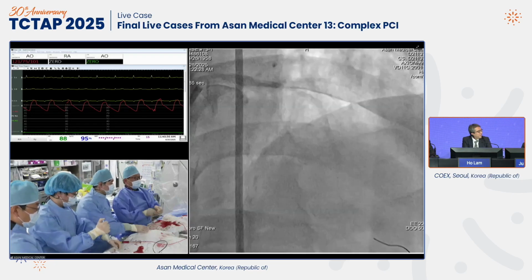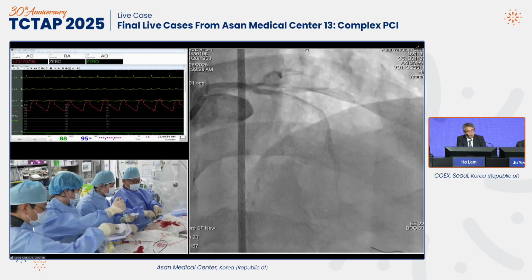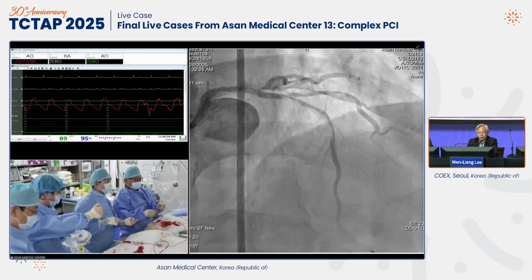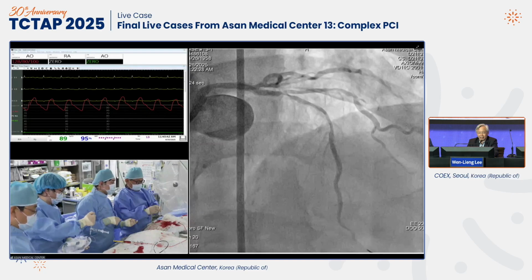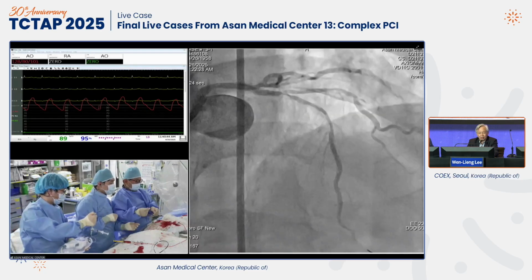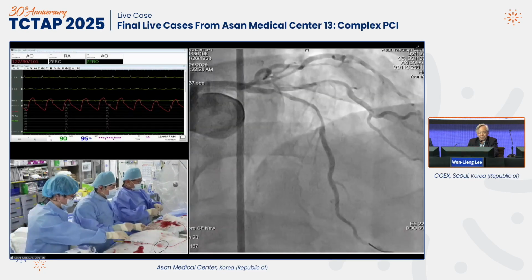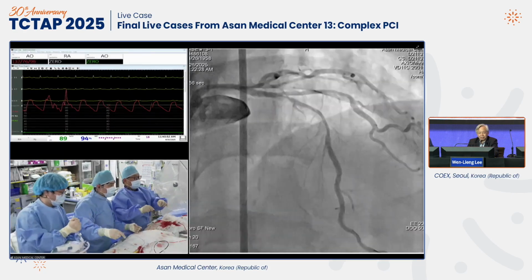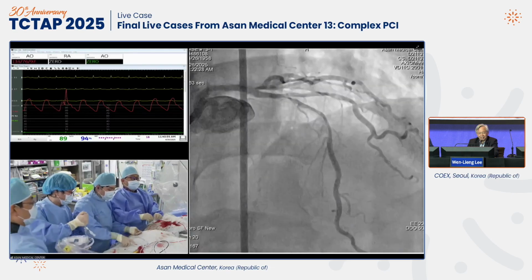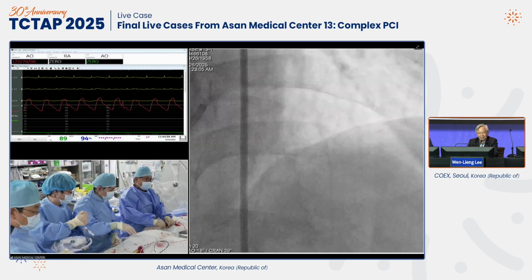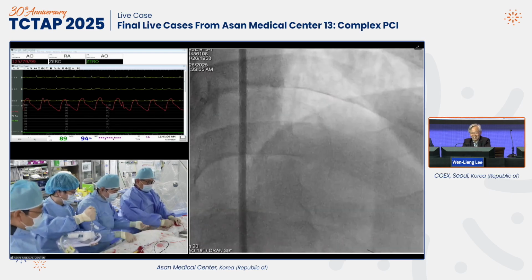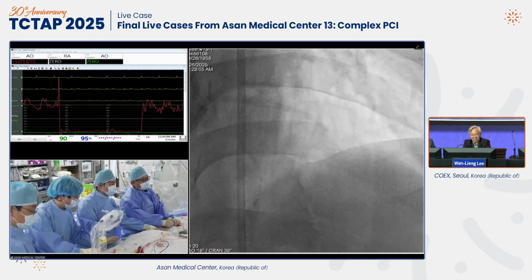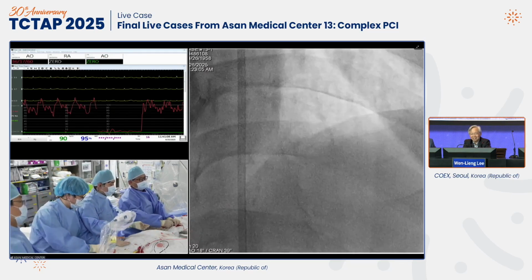Jung-Min, I like your way of doing rotablation, that is, to do it very slowly. But personally, I would run the burr a couple more times so that I can take down the thick calcium. But in your case, I saw you only ran a few runs. Could you tell the difference? I don't think the purpose of rotablation is just passing through the plaque modification. So I don't think there is a big difference between the two strategies.